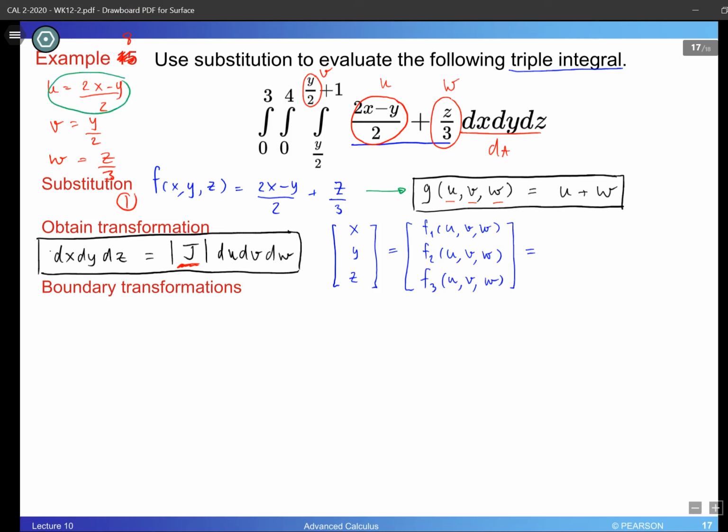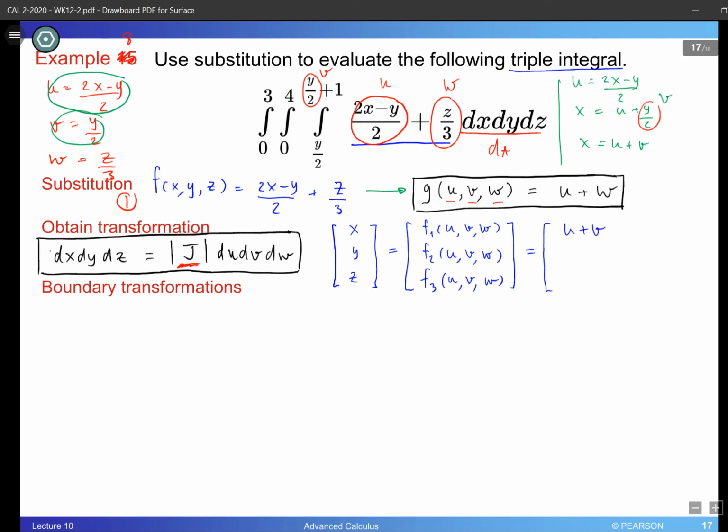I'm going to try to put x alone on one side. So from that, let me continue over here. I have u equal to (2x minus y) over 2. Moving things around, I have x equal to u plus y over 2. And I cannot use this because I still have y in there. I notice that y over 2 is equal to v, so this is equal to v. That's good. So I have x equal to u plus v, x expressed in terms of the new variables u and v. So that is f1. Okay, f1 is u plus v.